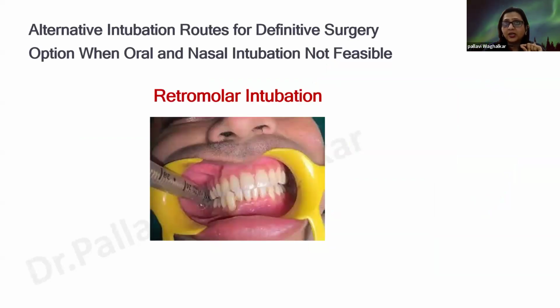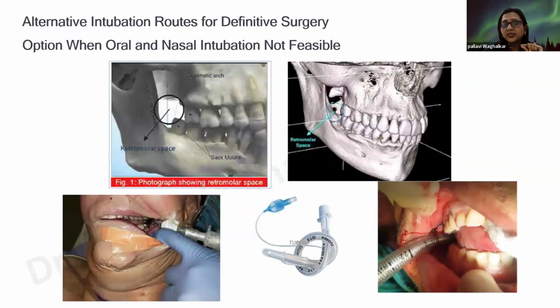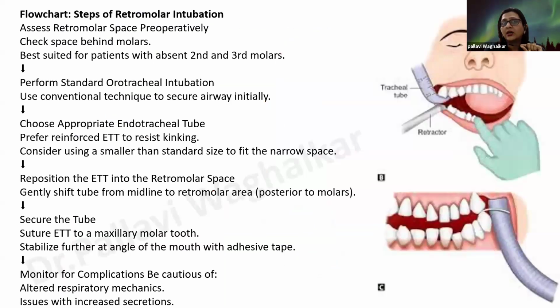Retromolar intubation is used whenever oral or nasal intubation is not possible, meaning if there is a correction of trauma and you put the tube orally, it will come in the surgical way. So the retromolar space is preoperatively assessed on a 3D CT. Here, a flexometallic tube is preferred because it will avoid kinking. And these are the steps.